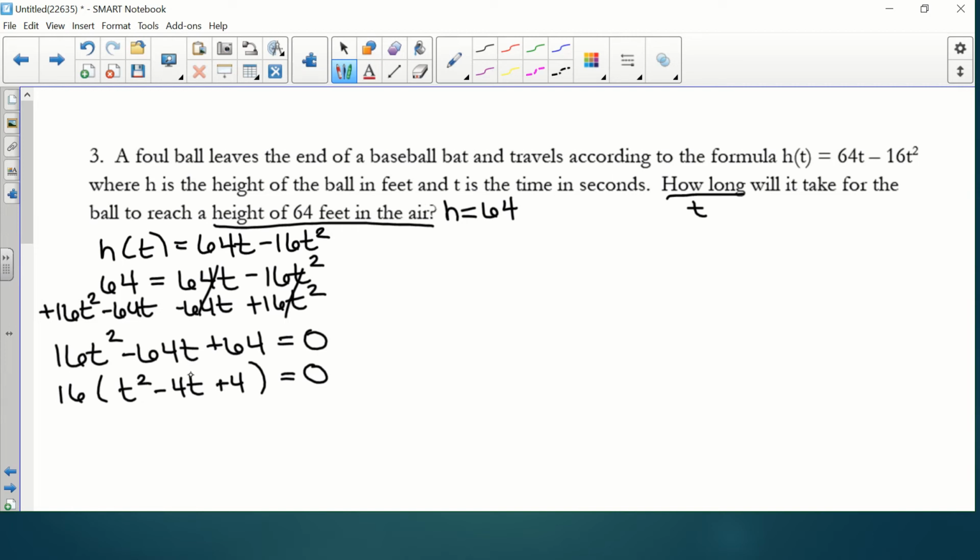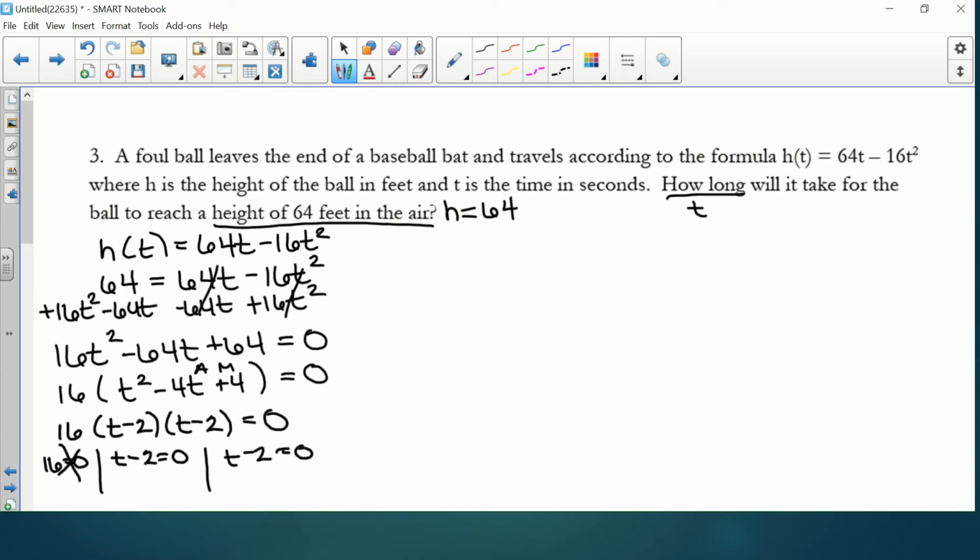Alrighty, so looking inside my parentheses, I know I can factor this using AC. Factors that multiply to 4 and add up to negative 4 are negative 2 and negative 2. Okay, so applying the zero product property, 16 equals 0 really does nothing for me. But this t minus 2 and the other t minus 2, those make an impact. So noticing I get the same t value, great, we'll take it.